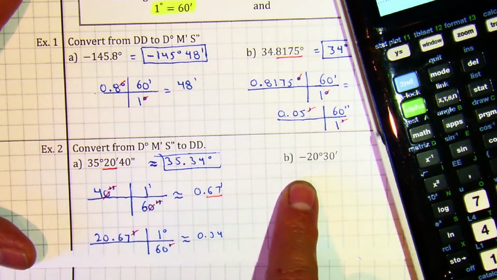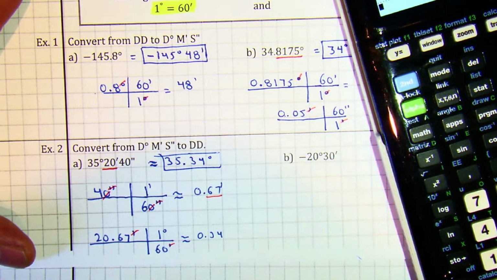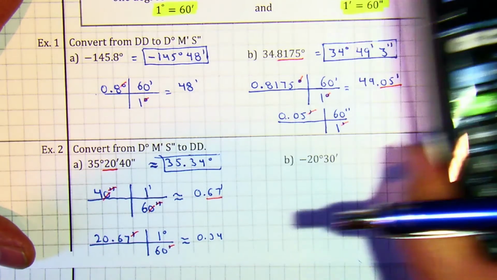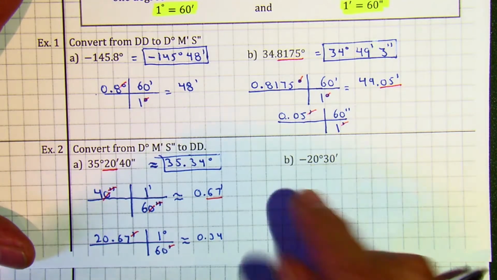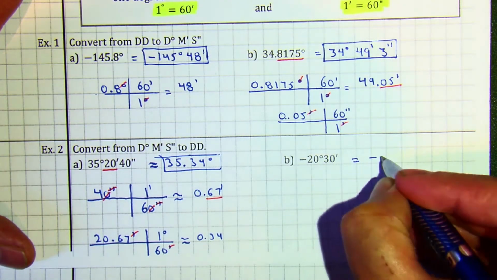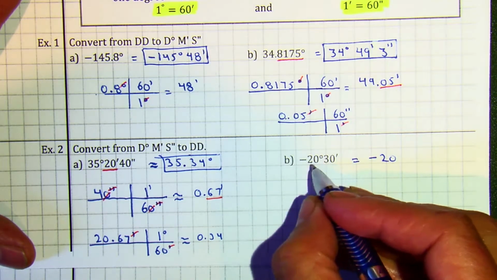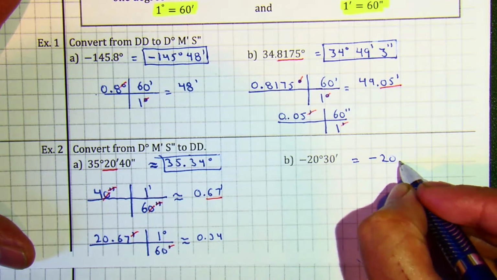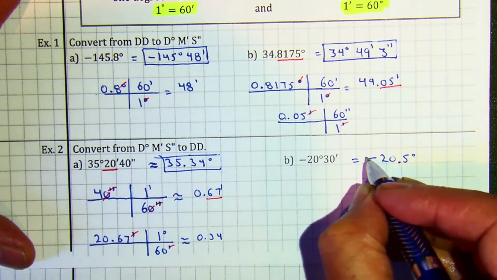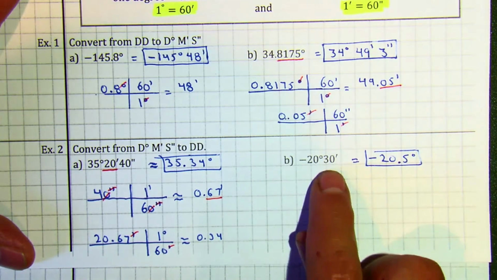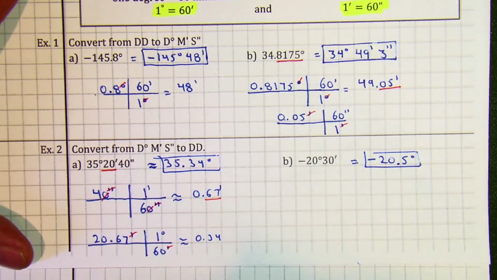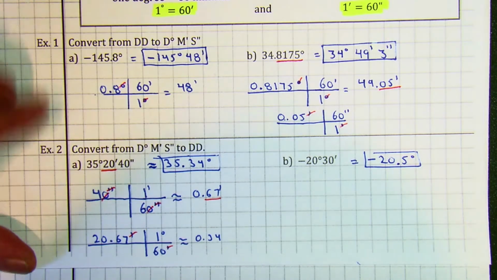So try letter B. See what you get, and then we can compare our answers. Go and pause it. In this case, we have negative 20 degrees, so my answer will be negative 20. And I need to change my 30 minutes into degrees. That'll be 0.5 degrees, just the same way that 30 minutes is half an hour. We don't need to use a conversion chart. There's not much work to do for this one.